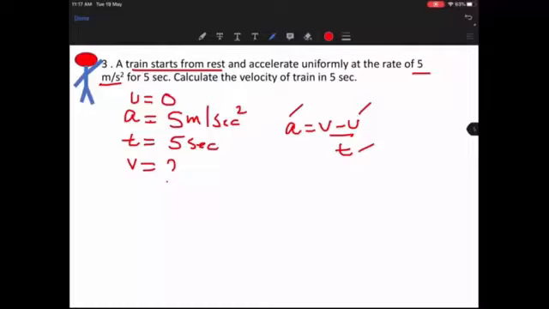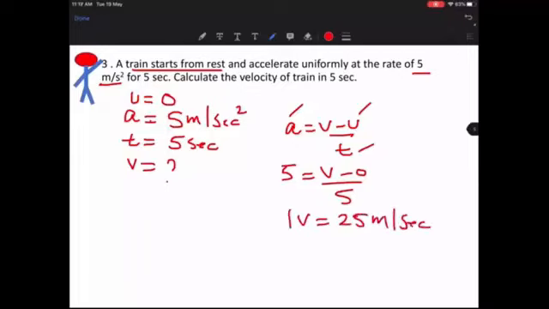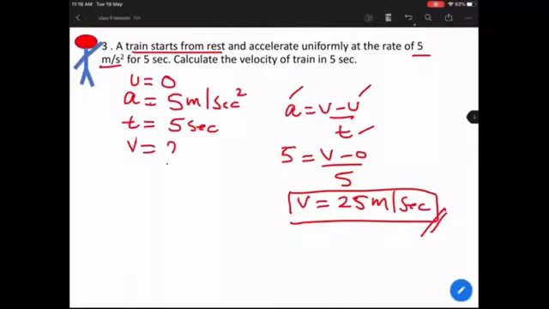Yes, your U is 0. Absolutely right. So you will be getting 5 is equal to V minus 0 upon 5. So your V will be equal to 25 meters per second. Now look at the unit of velocity here: meters per second. 25 meters per second. Is it clear? So this was a very easy question.